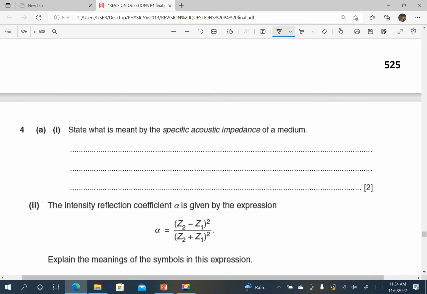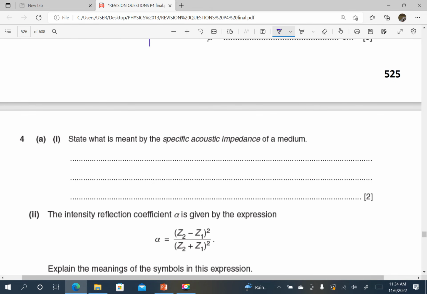State what is meant by the specific acoustic impedance of a medium. So we have seen this is the product of the density of the medium and the speed of ultrasound in the medium.